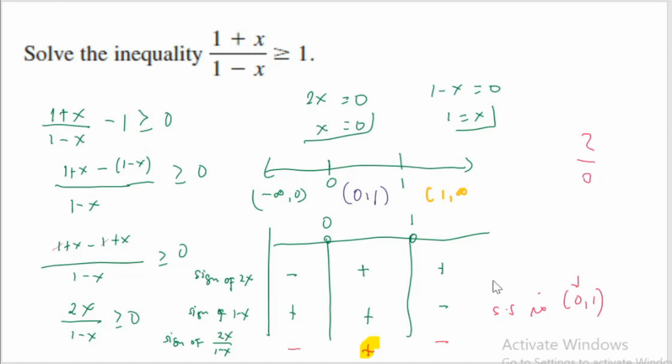Therefore, for the interval of the solution set, since 0 is included, it should be an open bracket, and since 1 does not satisfy the given inequality, it must be a close parenthesis. Again, the solution set is open bracket 0 comma 1, then close parenthesis.